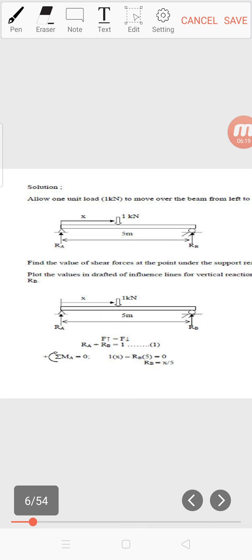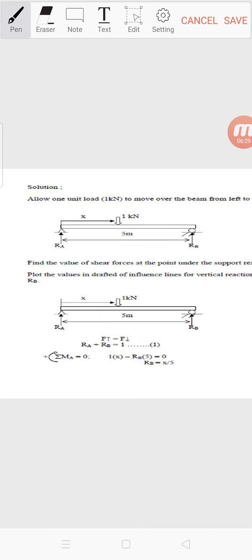We don't have a specific distance from A to the point here, so we take the distance as x, because this x varies from A to B. From the first static equilibrium equation, which is summation of force acting upward equal to summation of force acting downward, we have RA plus RB equal to 1.